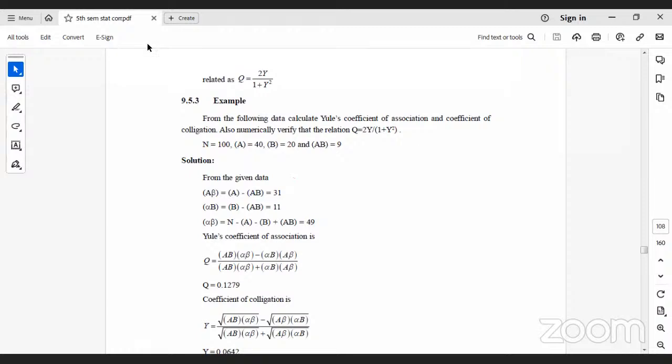So alpha beta is N minus A minus B plus AB, which is equal to 49 that we are taking here. So 100 minus 60 is 40, plus AB, that is 49. So that's why they have written the formula.